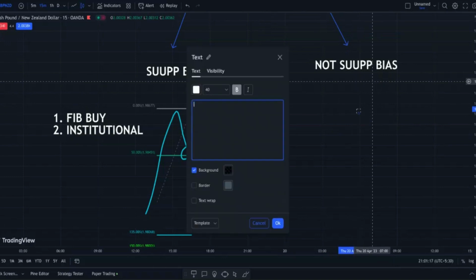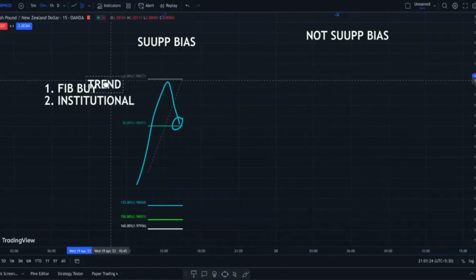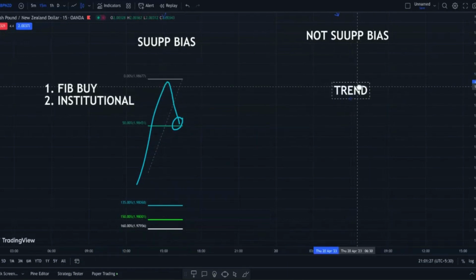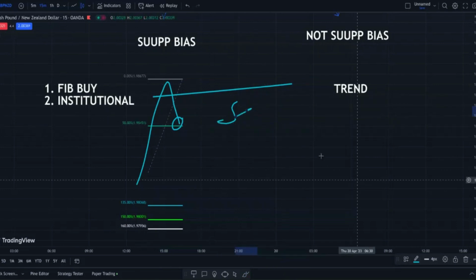The one thing that doesn't support your bias is the trend. Let's say the trend is against you. Trend is a major reason and will dominate these two options. There are still more chances you can be right because you have two reasons, so you will put half quantity, meaning 50% of your quantity. This is the risk management in your bias trading.